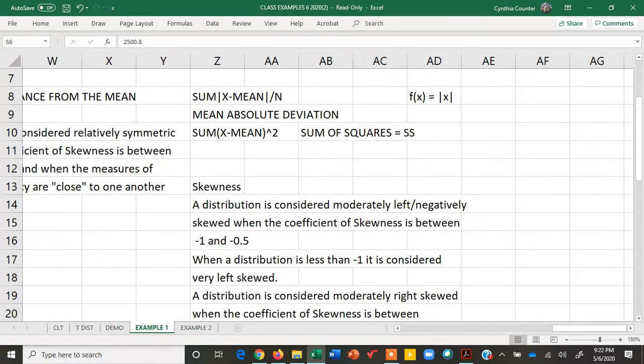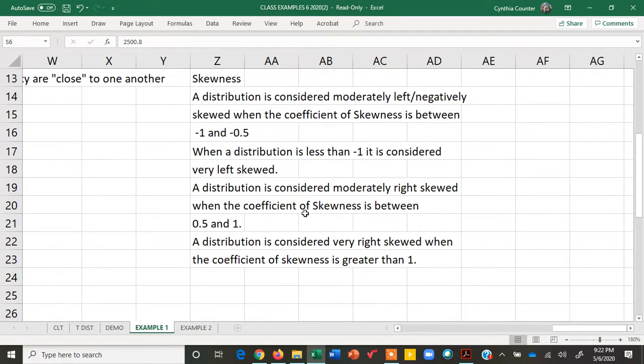A distribution is considered moderately left skewed when the coefficient of skewness is between -1 and -0.5, and if the skewness is less than -1, it is considered very left skewed. Similarly, when a distribution is moderately right skewed, the coefficient of skewness is between positive 0.5 and 1, and it is considered very right skewed when the coefficient of skewness is greater than 1.